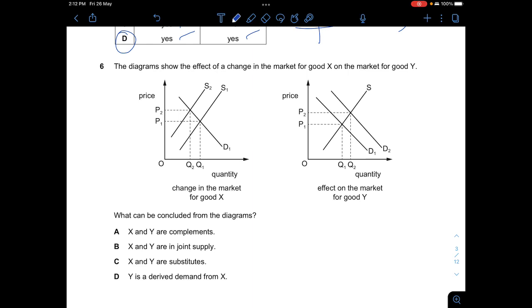But then at the same time, the demand for good Y increases, and this means that an increase in price for good X will result in an increase in demand for good Y. This means that both of them are substitutes because the result that you get based on the cross elasticity of demand is positive. So answer is C.